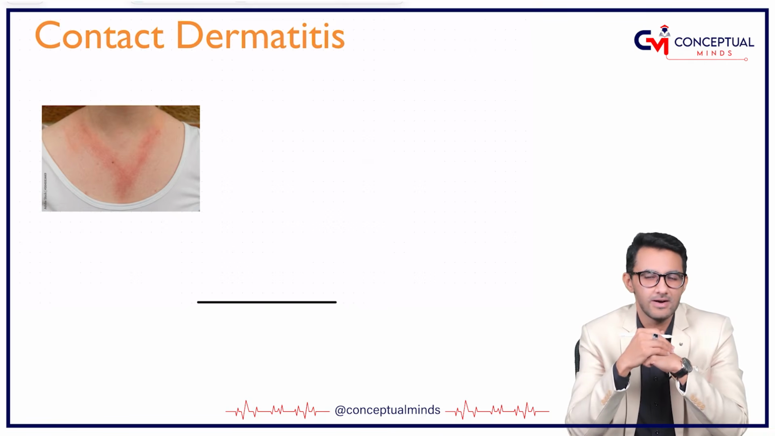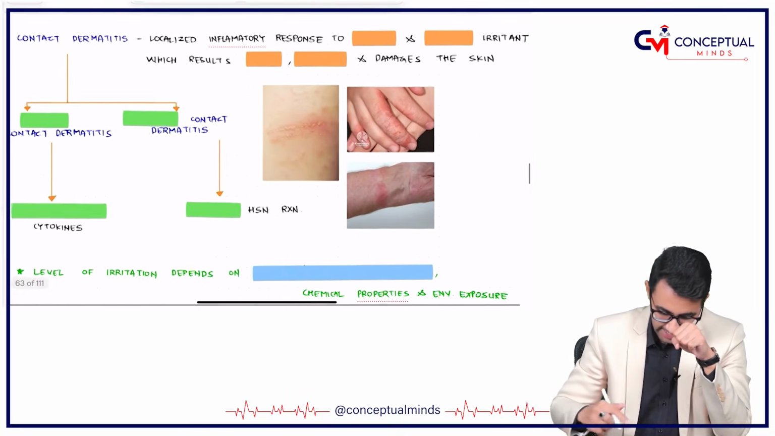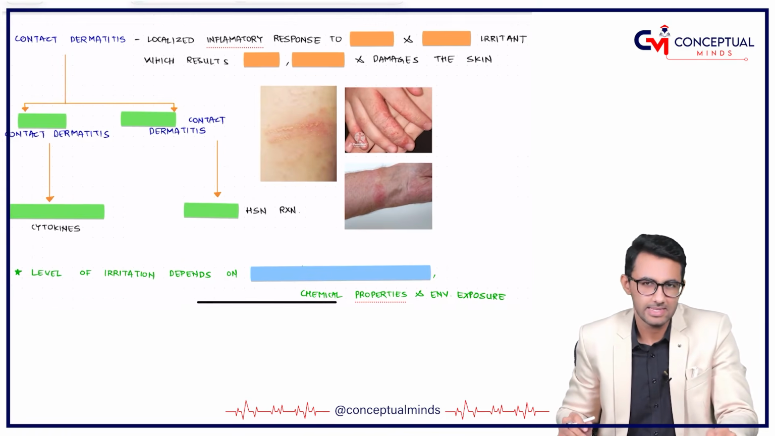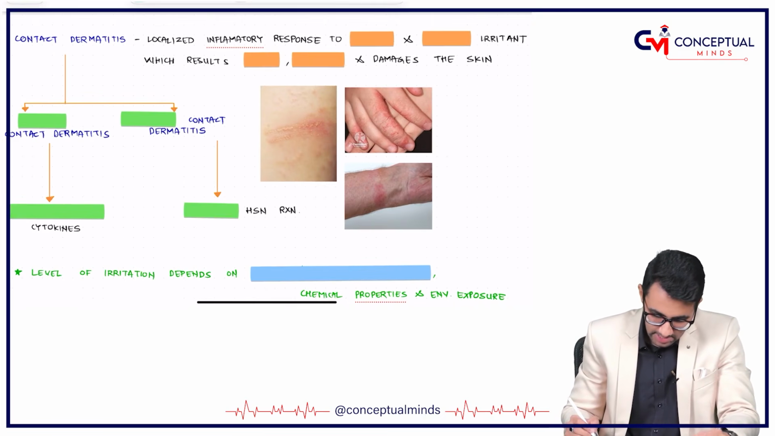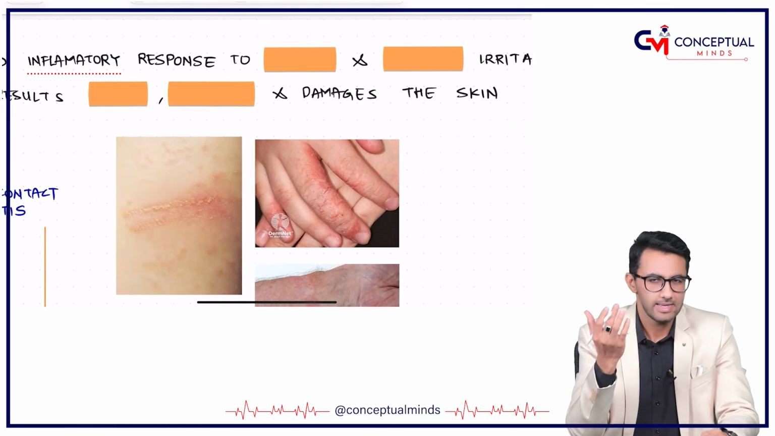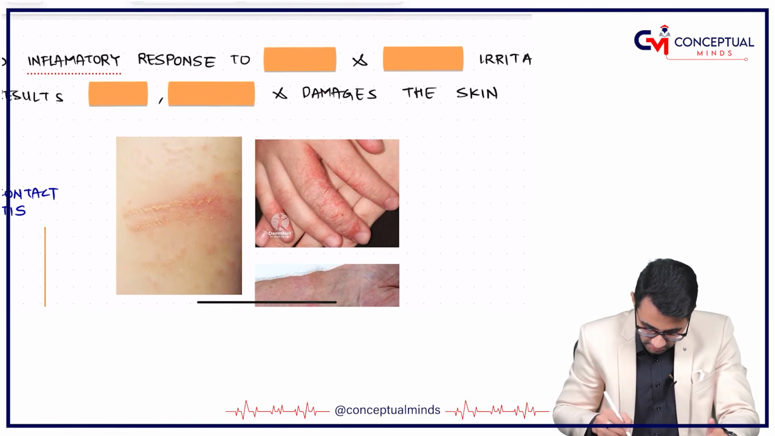All right, with that introduction, let us get on to the details of the topic. First of all, the definition. How would we define contact dermatitis? It would be a localized inflammatory response to either a chemical irritant or a physical irritant. It could be either of the two. So let us fill in our notes.